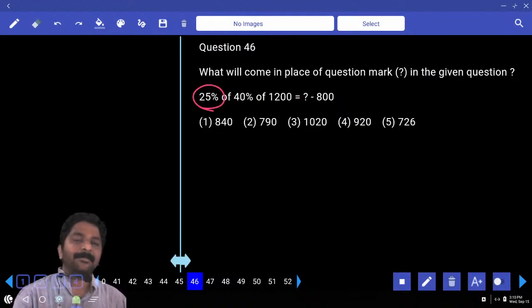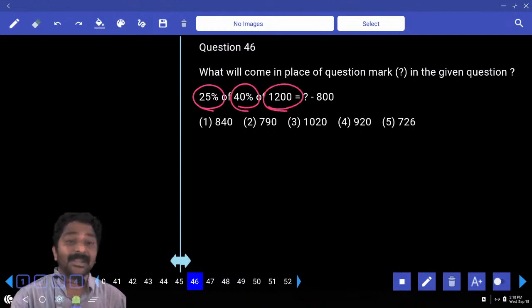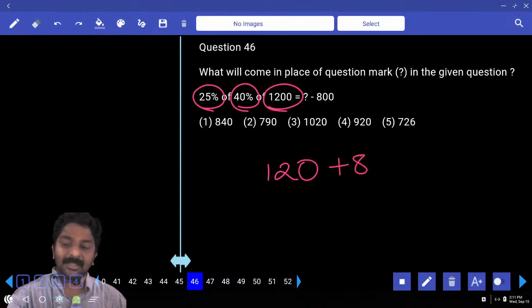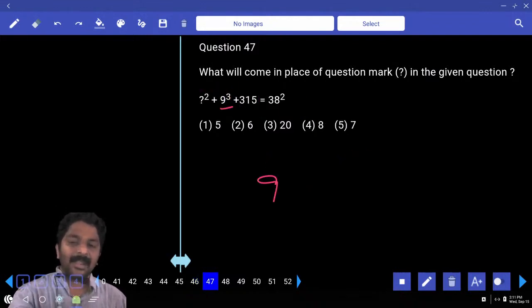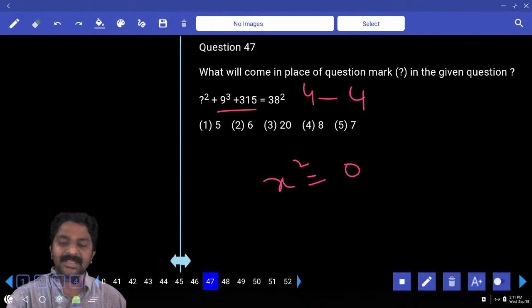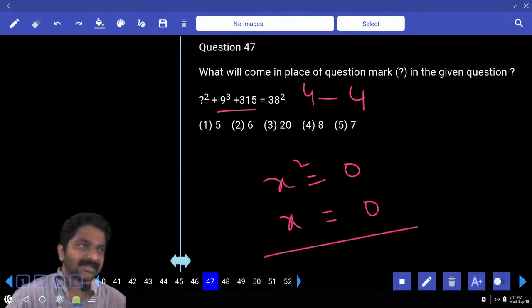What do you mean by 25% in fractional form? 1/4 of 40%, 10%, 100, 120. Right hand side number minus 800 will come to left hand side, becomes 920, fourth option. Let's go with, and plus 5 ends with, come on. So plus 4, if x square ends with 0, x must end with 0 only. Third option, final answer.